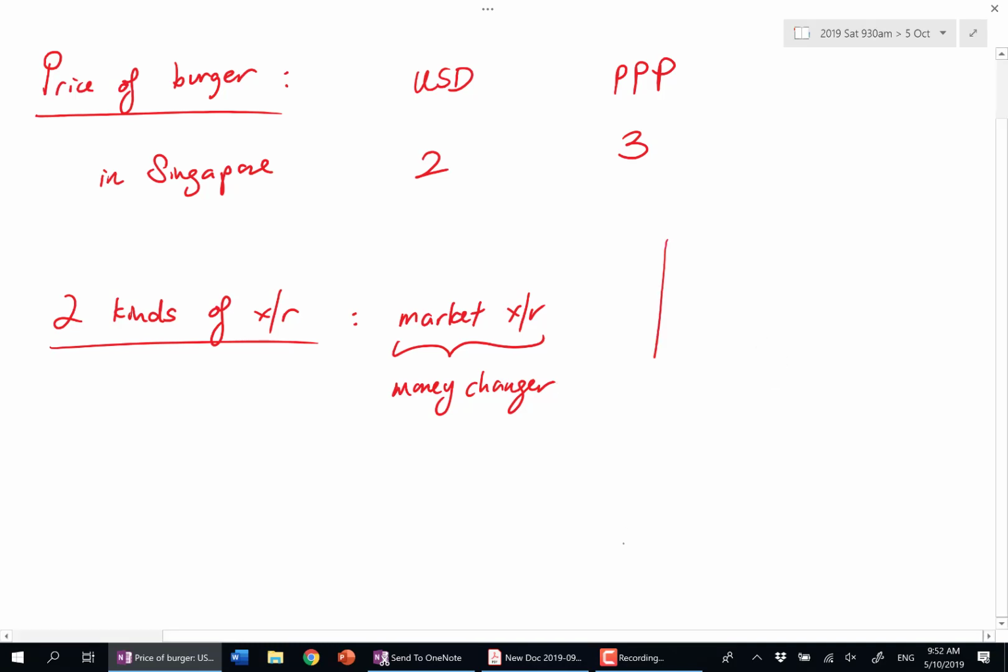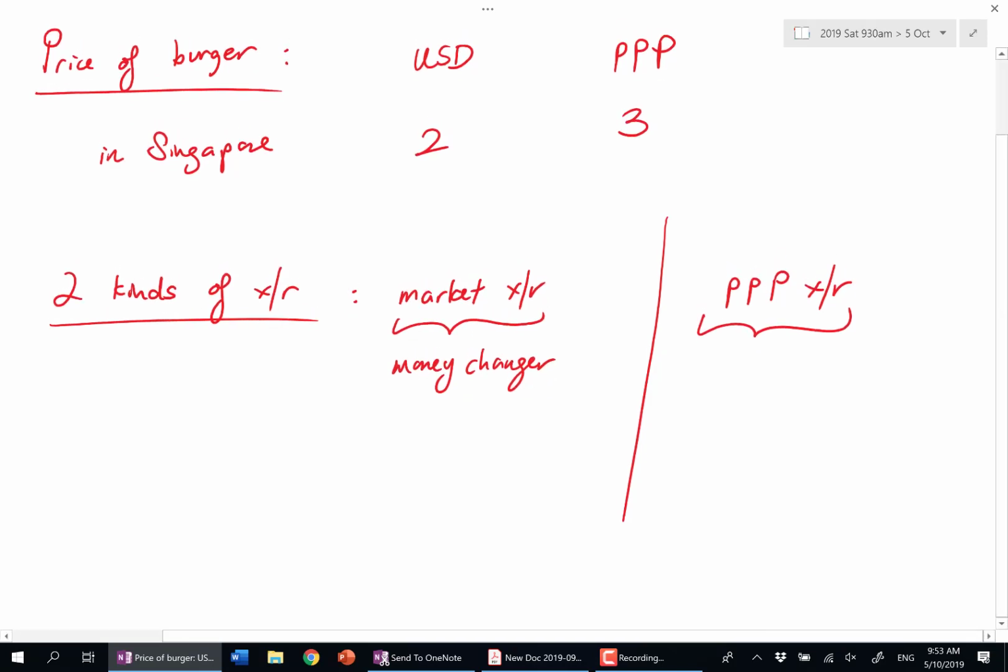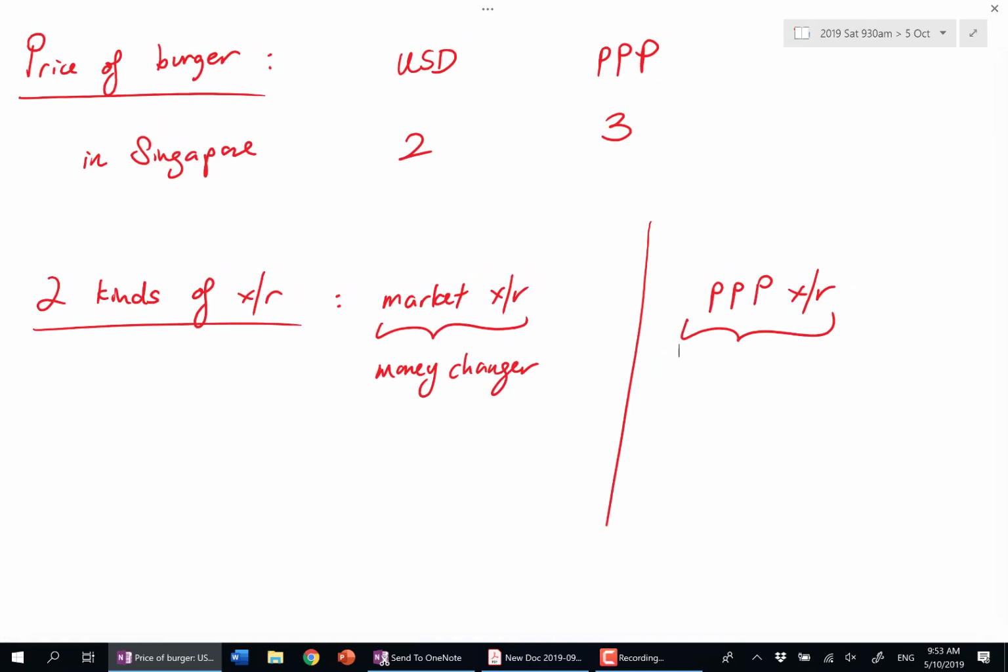Okay? The other one, you're probably not really a total stranger to this. PPP exchange rate. You saw this in national income under standards of living. PPP, purchasing power parity. Okay? You won't get PPP exchange rates at any money changer you go to. So why do we study this? This is a bit like a benchmark.